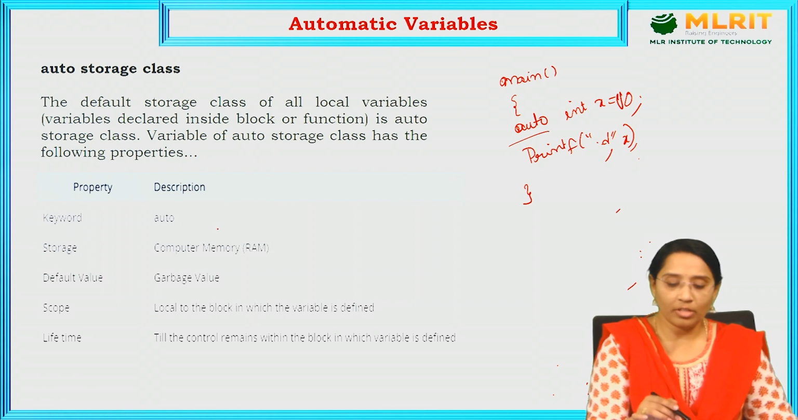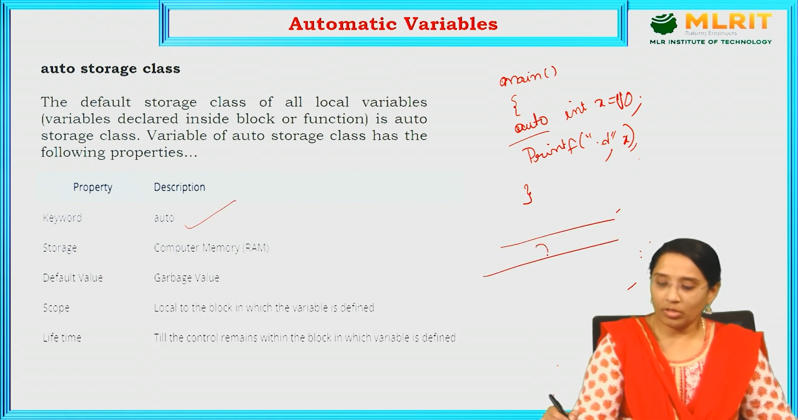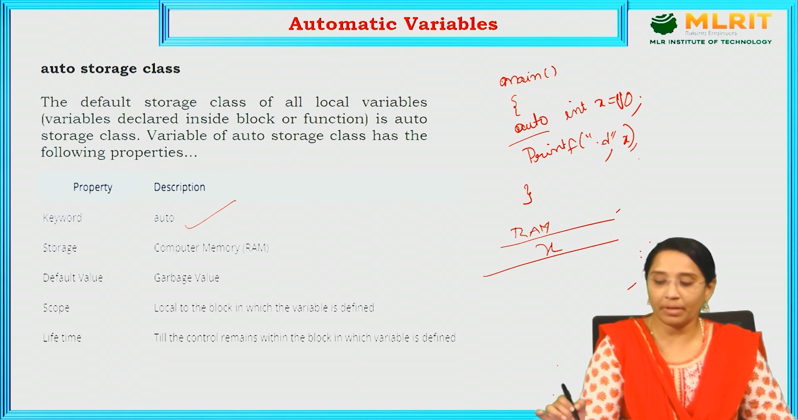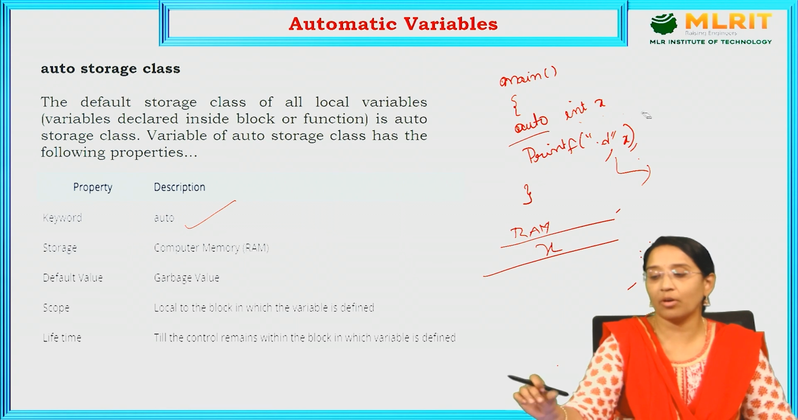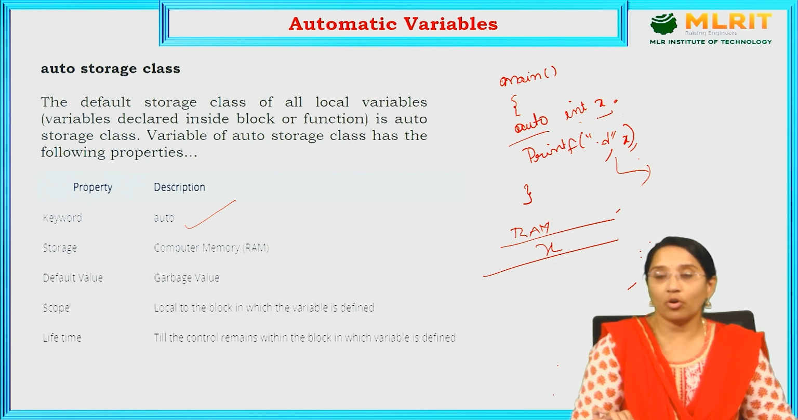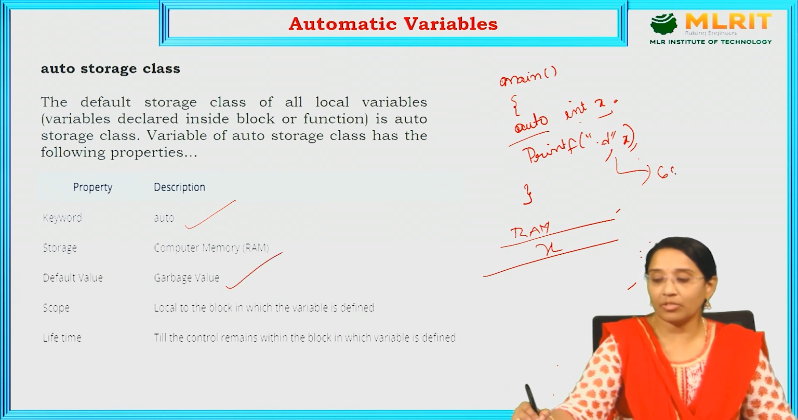The keyword for the auto storage class is auto, and the storage of that variable is in memory itself, in the RAM. And the default value: here I have initialized this variable, auto int x equals 10, so you will get the answer as 10. Suppose I have not initialized this variable, just auto int x semicolon, printf %d comma x, then it will be given a garbage value. You will get some garbage value as the answer.